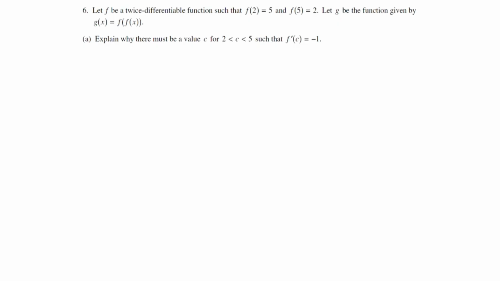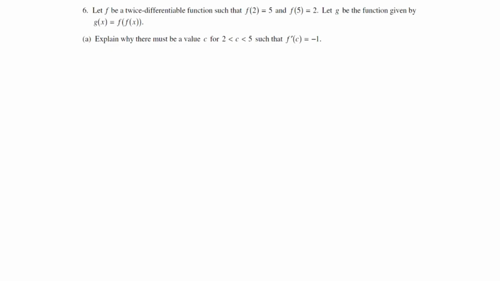All right, this is question number 6 from the 2007 Form B AP Calculus AB exam. It's a function FRQ where we're given f, which is a twice differentiable function, such that f of 2 is 5 and f of 5 is 2, and that g is f of x. And then it asks us first, explain why there must be a value c on 2 to 5, such that f prime of c equals -1.